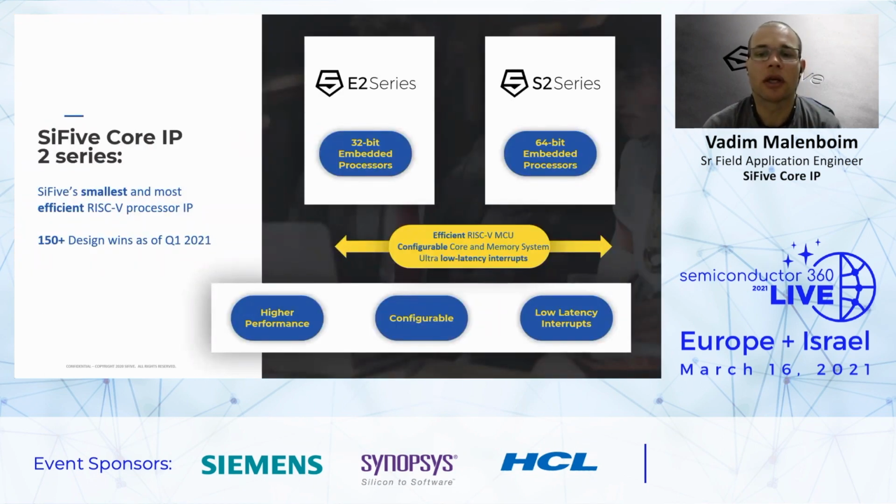With that, I would like to run through our different cores series. The first one is the 2 series. It is the most widely spread with hundreds of tapeouts. It is very configurable, efficient, and ultra low power.